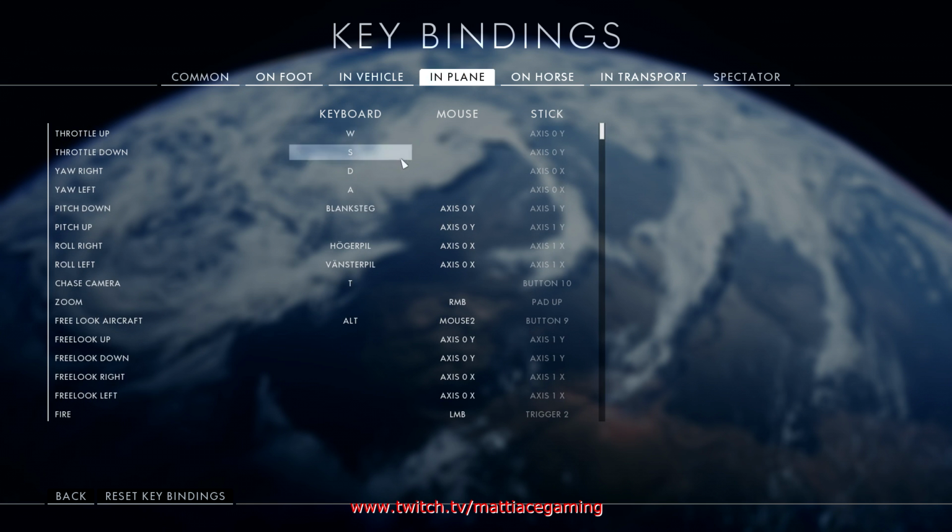So now here is what is probably the most important key binding that you need to set if you play this mouse and keyboard the way I do. I have set pitch down to the spacebar, or well, blank steg is what it's called. I never even noticed what it was called here. But yeah, whether you keep the same key that I do or not, that is up to you of course, but this is a very important key binding in my opinion.